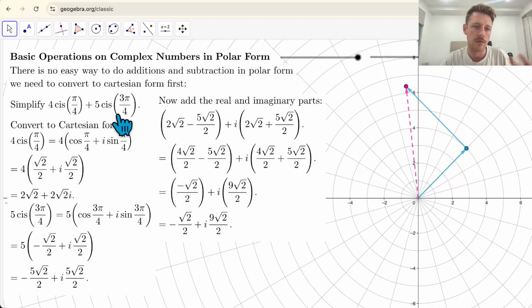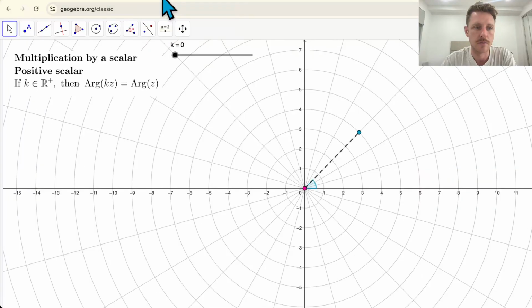All right, so basic idea, when you're adding complex numbers or subtracting complex numbers in polar form, you actually have to convert back to Cartesian form. All right, let's keep moving. Let's look at the next thing.